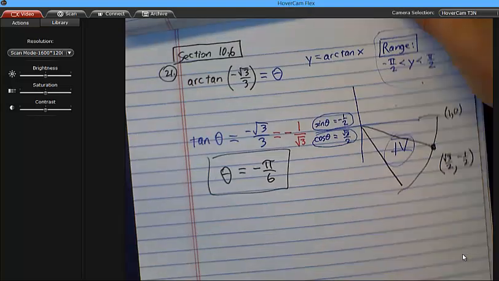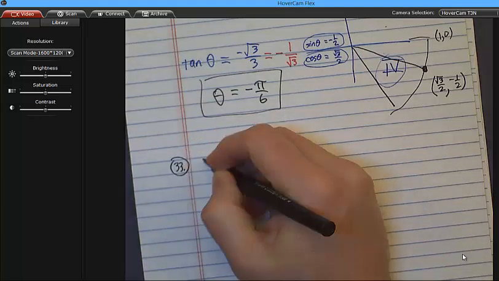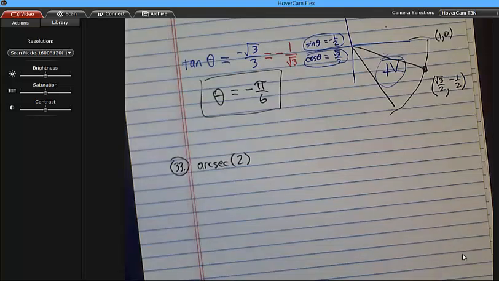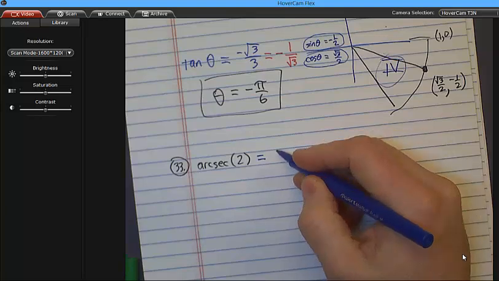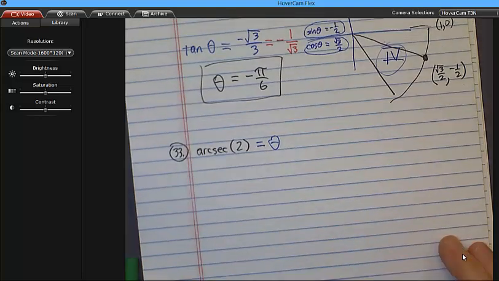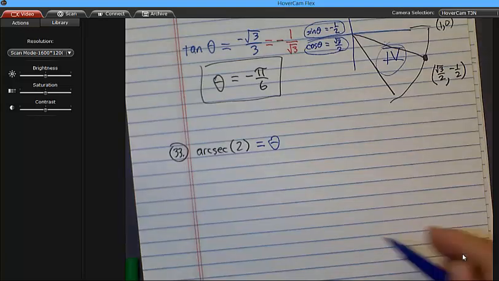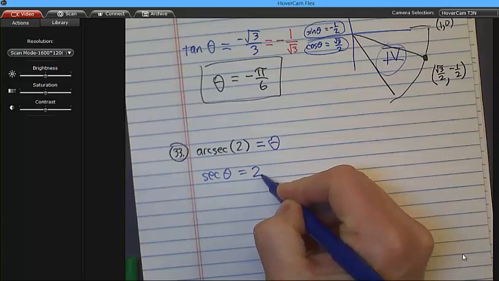So 33, for instance, says arc secant of 2. Well, you know the first thing I'm going to write? I'm going to write equals what? Theta, or alpha, or some Greek letter, okay? And then the next thing I like to do is rewrite it as a regular trig equation, because for me, inverse trig is harder. So what's the regular equation we're going to write? Secant of theta equals 2.